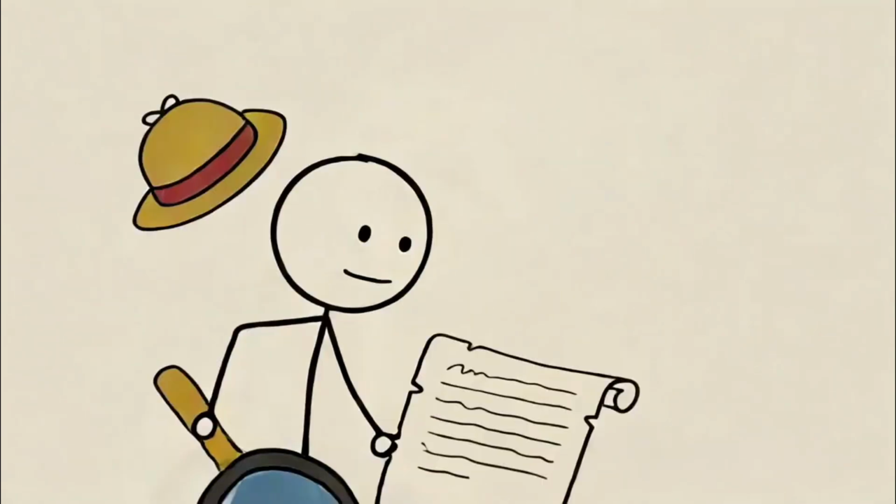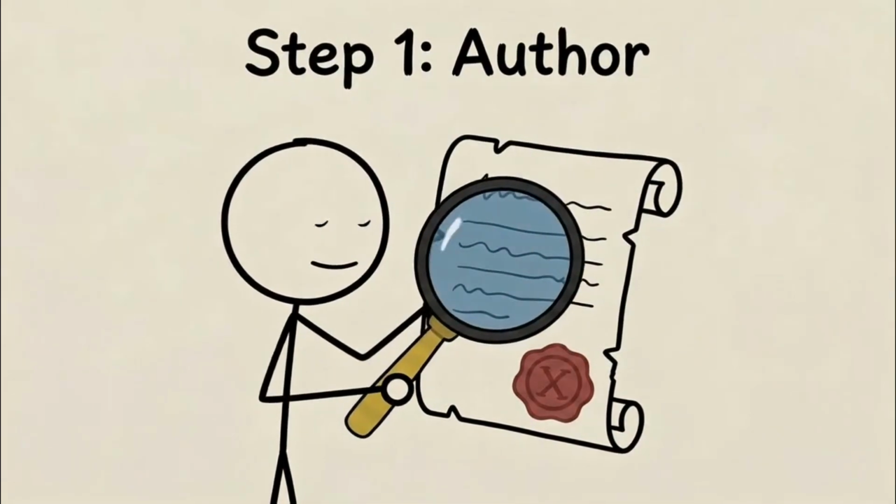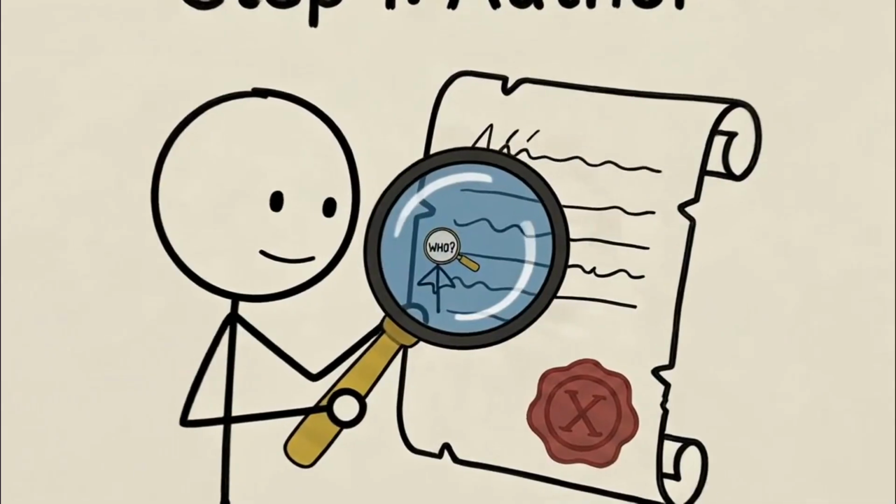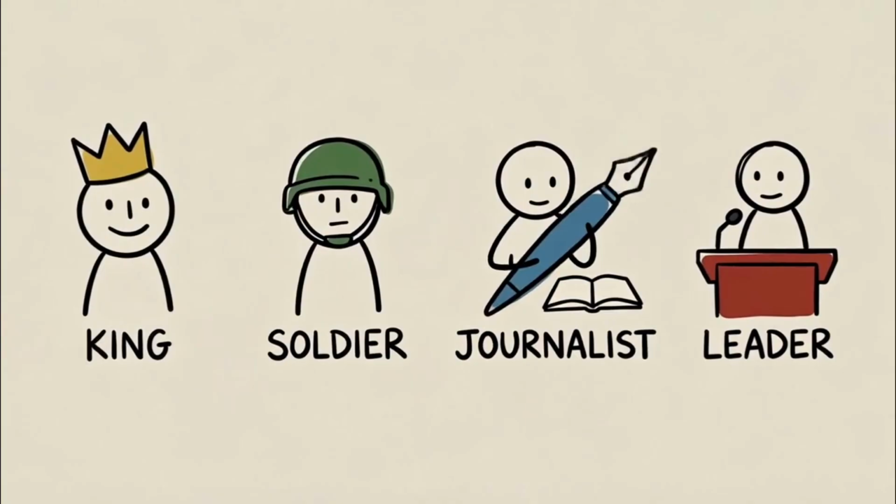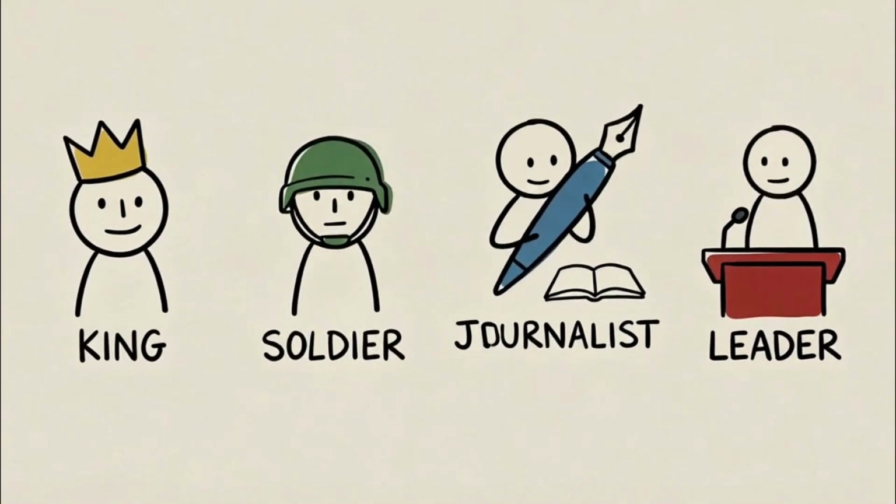Step 1. Identify the author. Bob grabs a giant magnifying glass and looks at the source. The first question he asks is, who created this? Was it written by a king, a soldier, a journalist, a political leader?